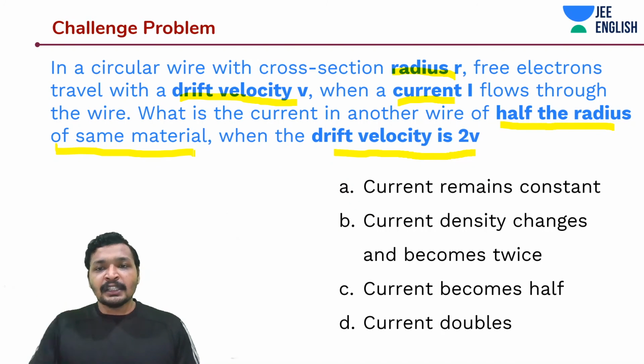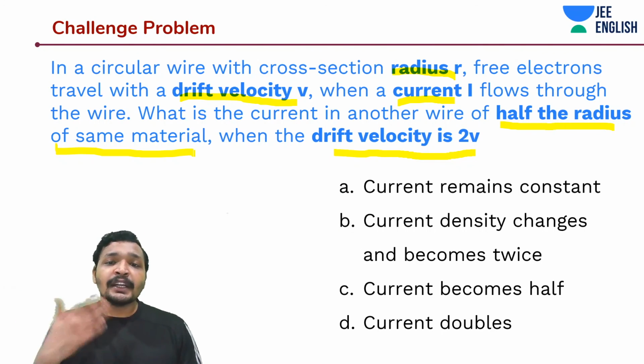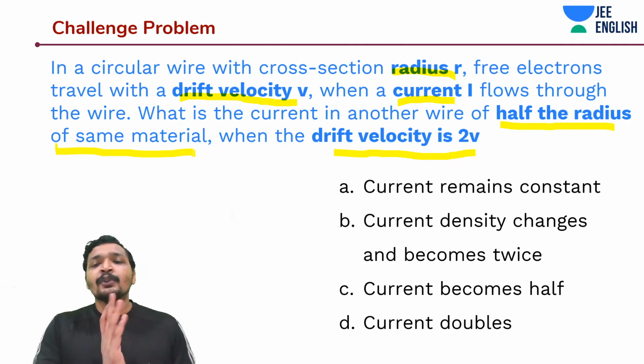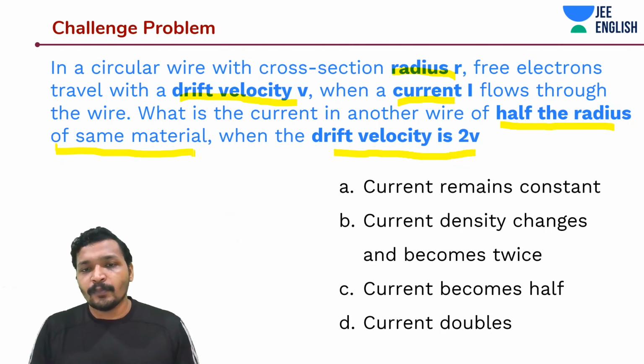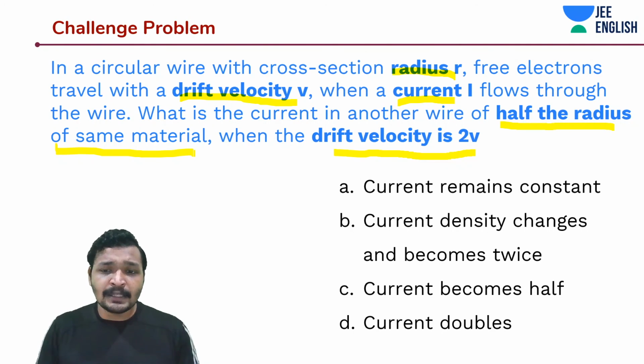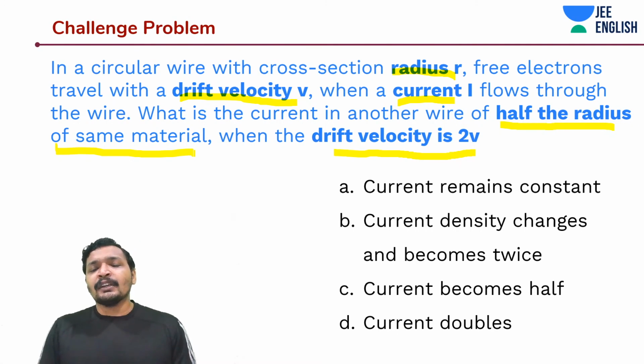So there is a circular wire initially with radius R. Now I am taking half that radius. What I am doing is halving the radius but doubling the drift velocity. What happens, guys? Just think about it very, very carefully. Does the current remain constant, or does the current change?